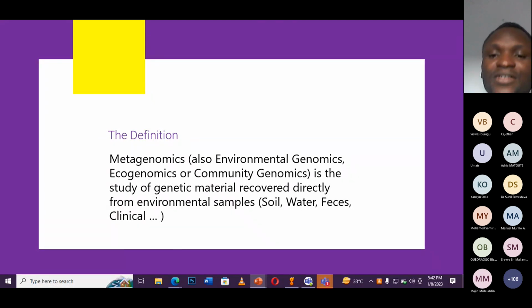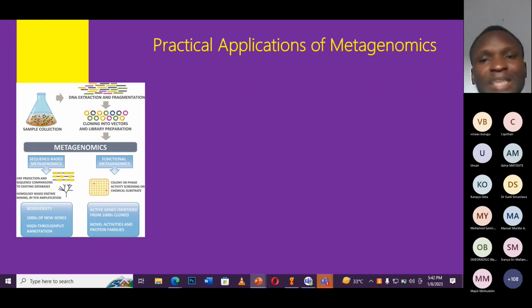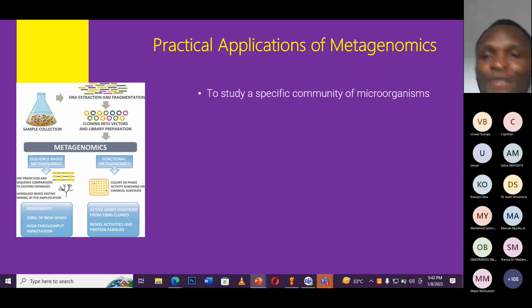It is the study of genetic material recovered directly from the environmental sample. This is the definition. Now, there is a reason why you should study genetic material from the environment. There are applications. There are industrial applications, there are medicinal applications when it comes to health, and there are agricultural applications as well. So the practical applications of metagenomics are to study a specific community of microorganisms.